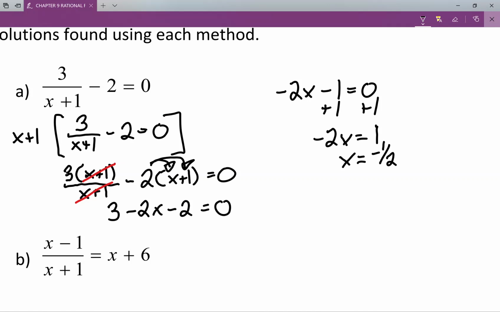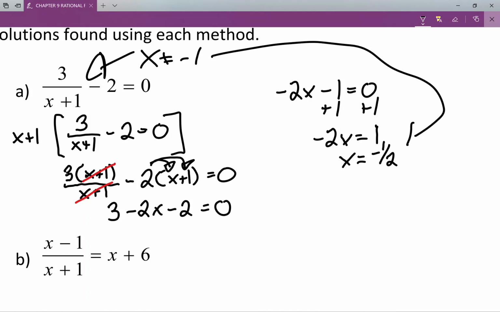Now, very, very importantly right here, if we look at our very first step, we see that x cannot equal negative 1. So I just need to take that and I need to check it against our answer to make sure that they're not the same thing. If they're the same thing, we cross it out because it would be an extraneous solution, but they're not, so our answer is x equals negative 1 over 2, and I'm going to put a little star by it to show how awesome that is.